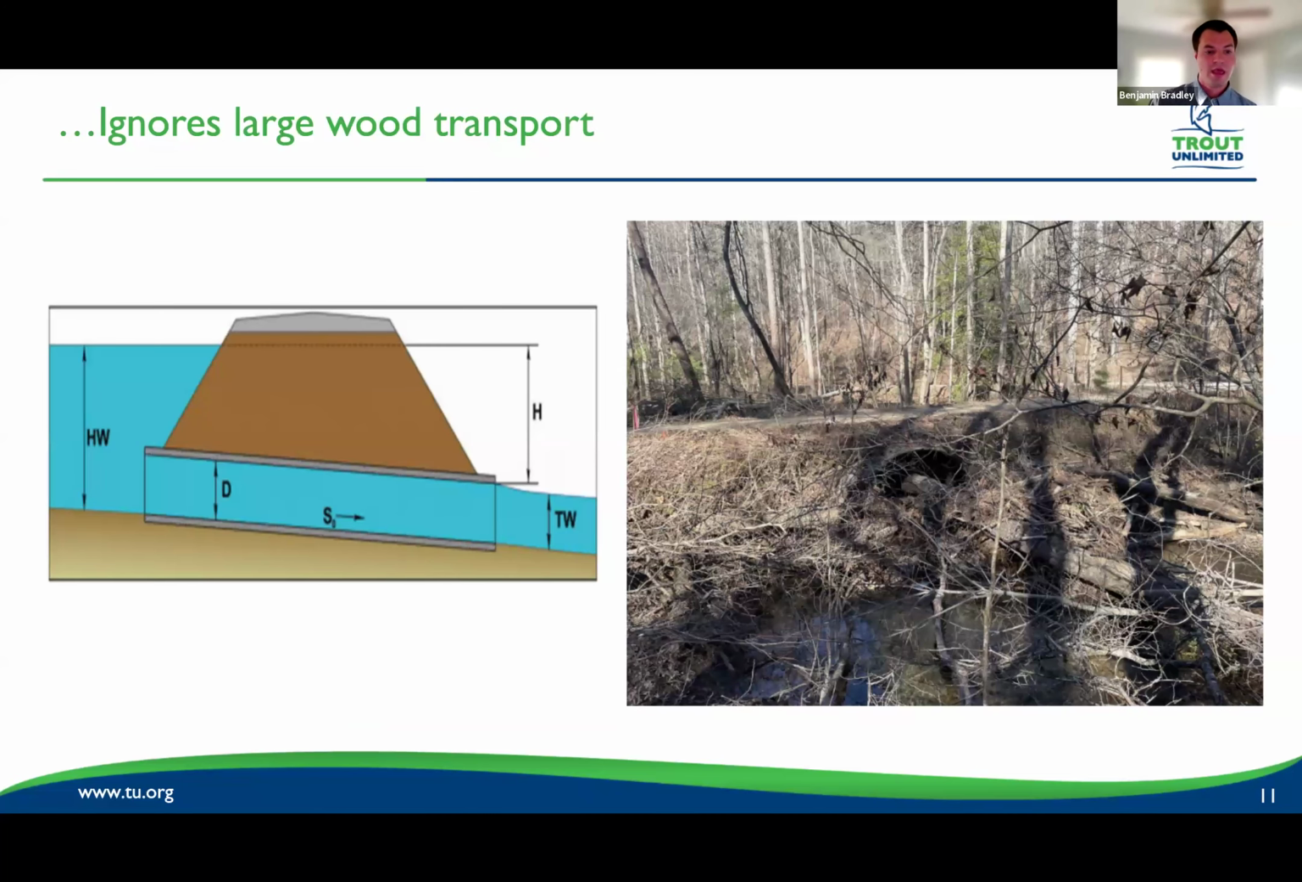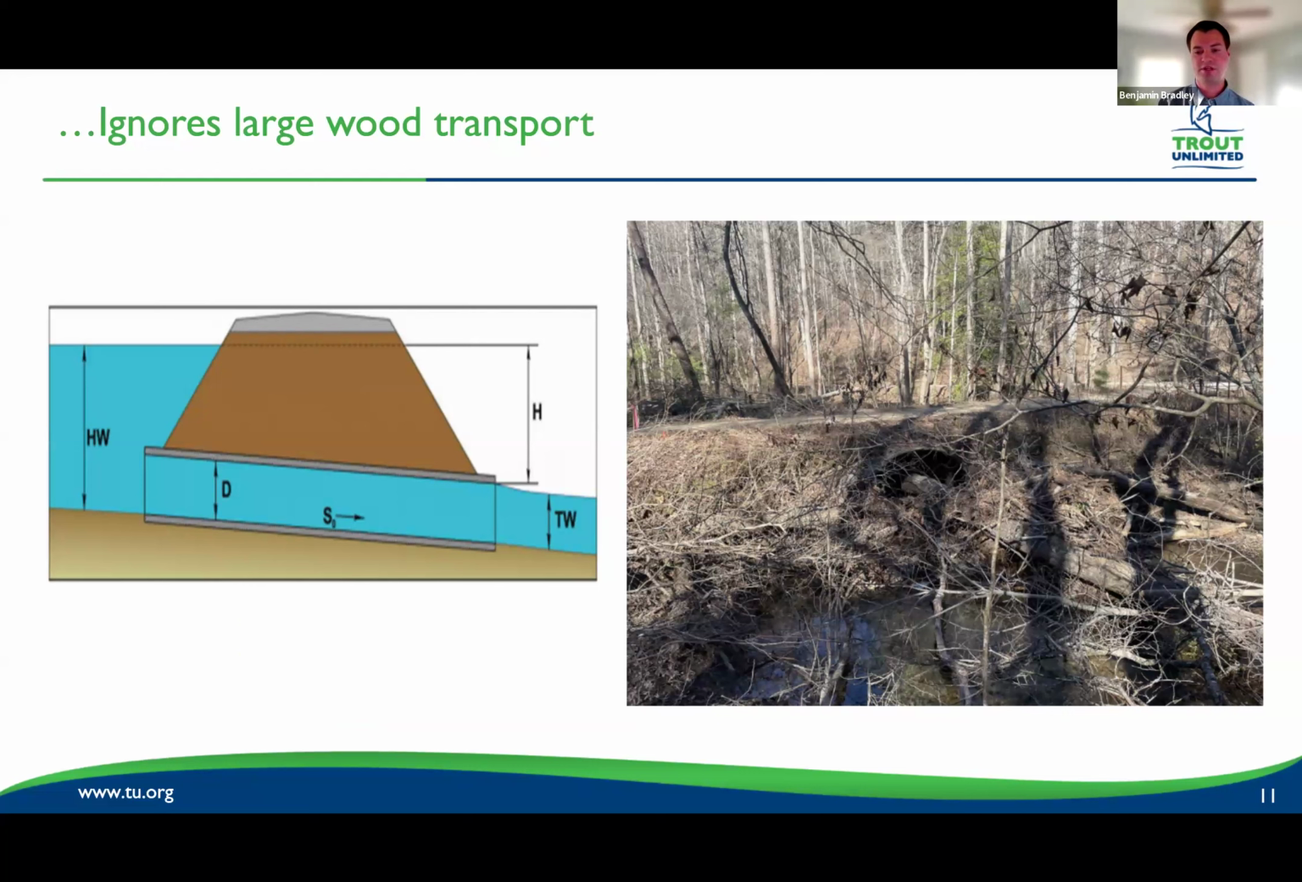Another thing that the traditional culvert design process doesn't look at is the ability of a stream to move wood. If you've ever seen a stream or a river flooding, if you stand there and watch long enough, you'll see a branch come down the river. You might see a log, or you might see an entire tree, root wad, trunk and branches and everything.